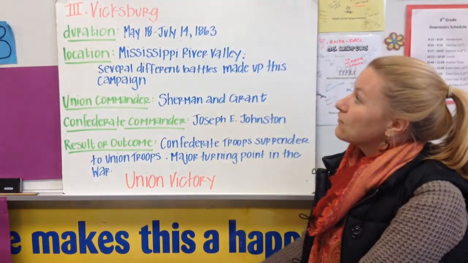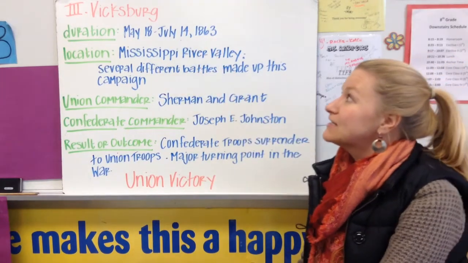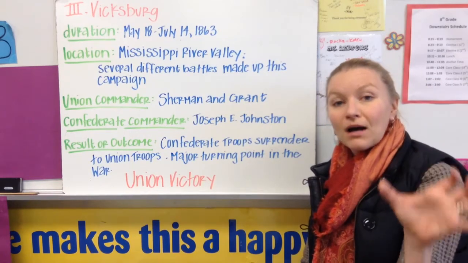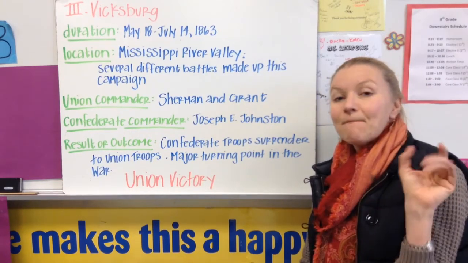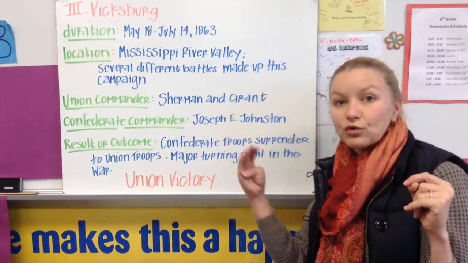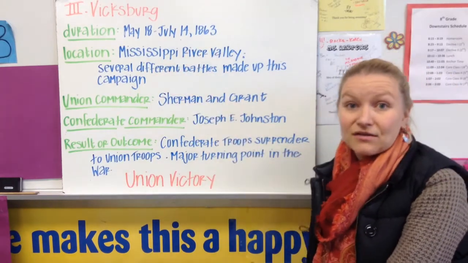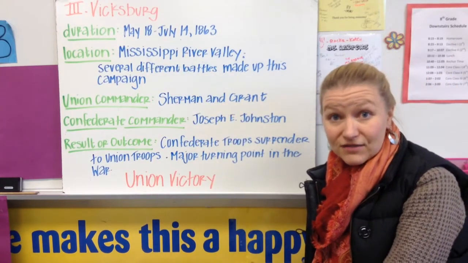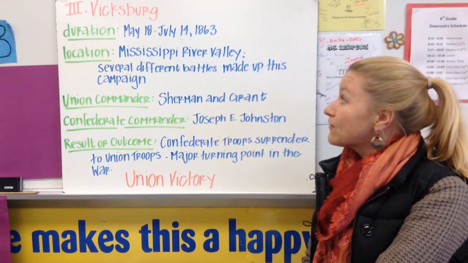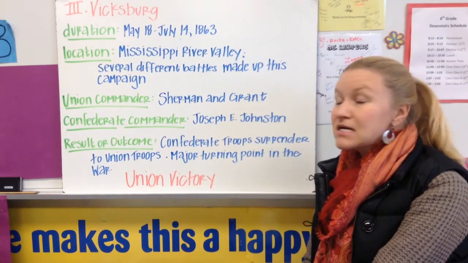Third battle is the Battle of Vicksburg, May 18th through July 14th of 1863. So that is a multiple-month battle. Some of these big battles that we're going to look at are made up of multiple campaigns. But this battle was considered to last actually this long, which is a long amount of time to be fighting a war. Location is the Mississippi River Valley. Like I just said, several different battles made up this campaign.